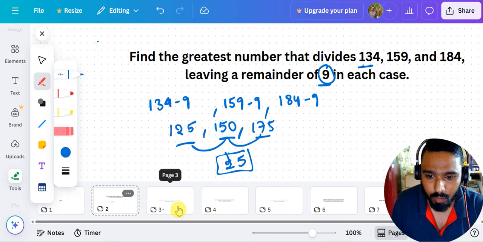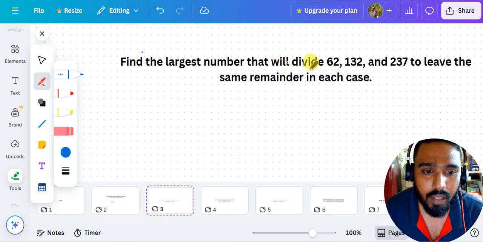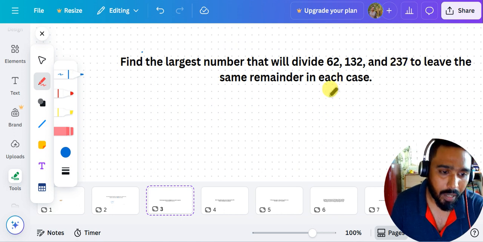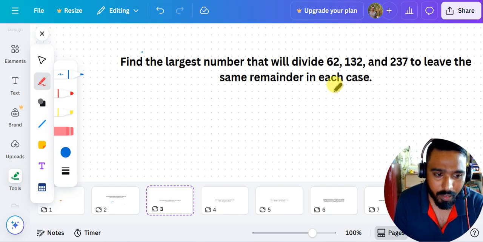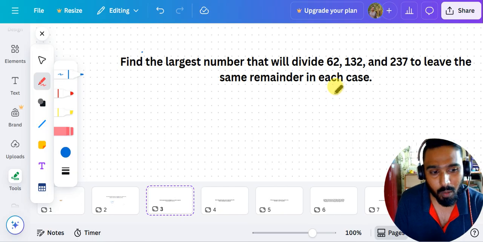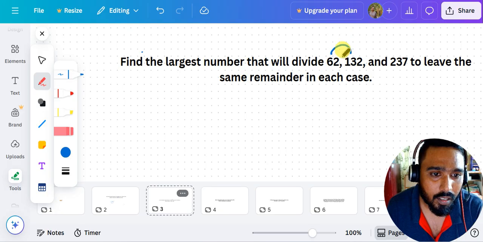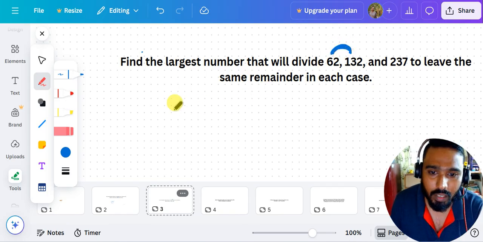Okay, so let's see another question. Now find the largest number that will divide 62, 132 and 237 to leave the same remainder in each case. Here it is given that it's a same remainder, but what is that remainder, that is not given. So what you have to do is just subtract each number from the other number. Take the difference of these two. Difference of these two is 70.